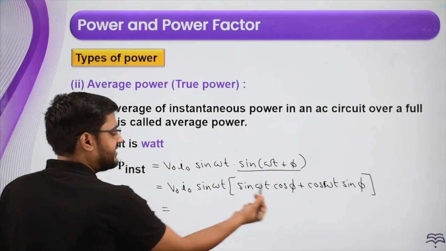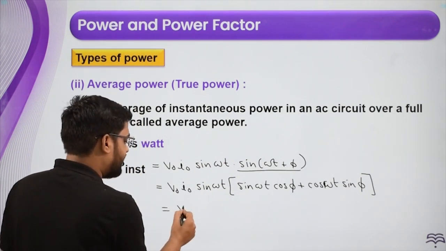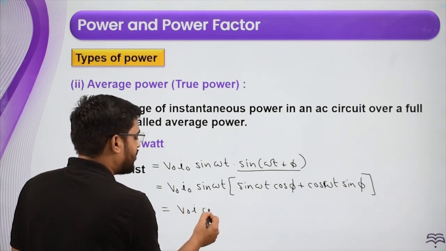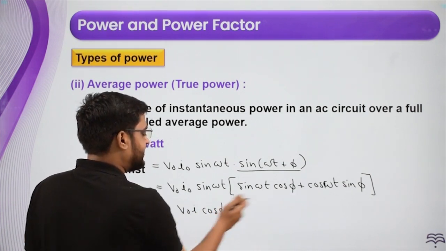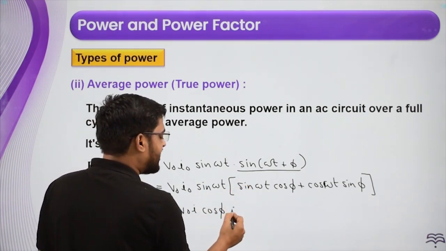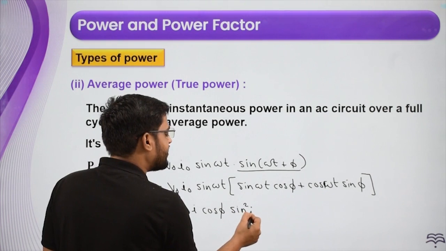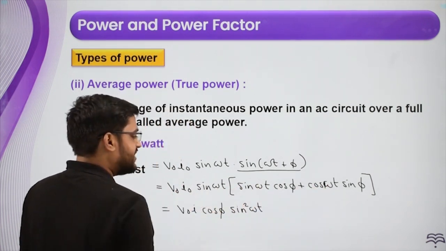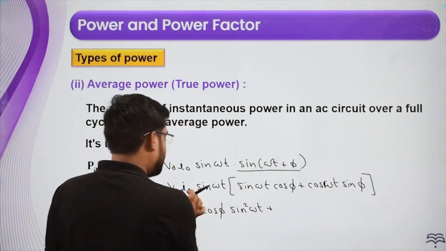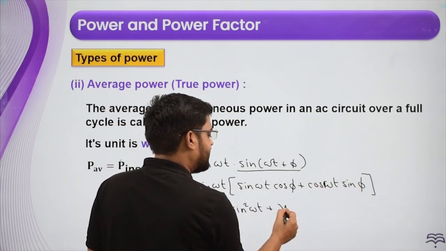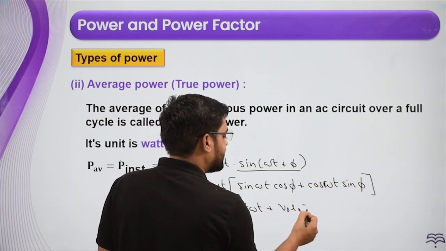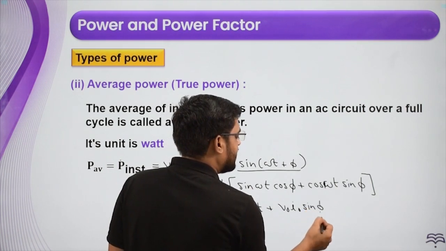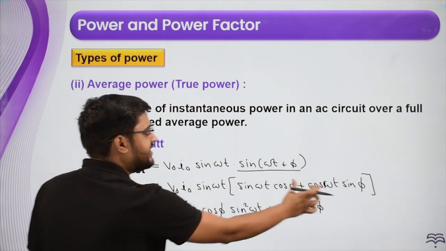So when these two things are multiplied, I am getting V naught I naught cos phi. This cos phi I wrote at first. This sine omega t into sine omega t is sine square of omega t. And what about this term and this term? When they multiply, I get V naught I naught sine phi times sine omega t into cos omega t.